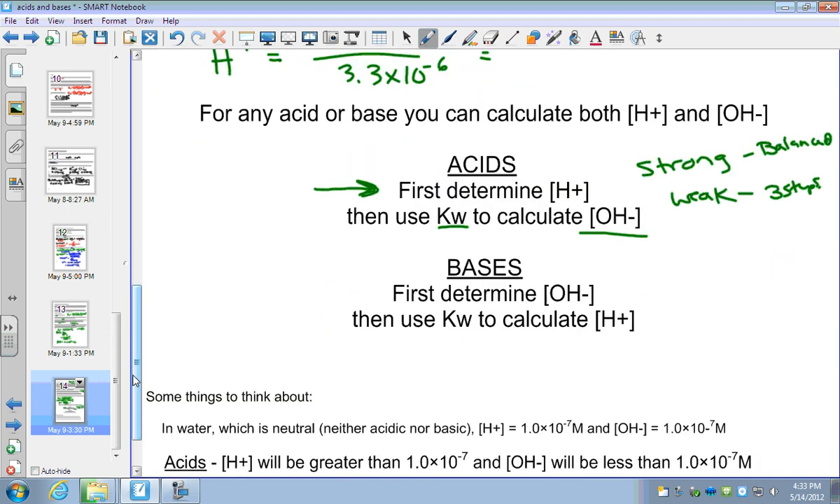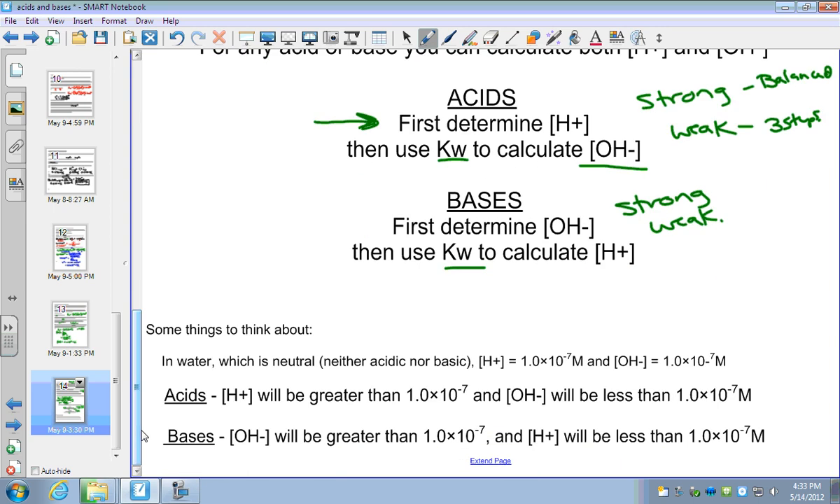Bases are the same thing. First we determine OH, and it depends if you have a strong or a weak base. There are 2 different methods, so there should be something in the wording that tells you it's strong or weak. And then you use Kw to calculate H. Some things to think about: in water, which is neutral, the concentration of H and OH is the same, 1.0 times 10 to the minus 7. In acids, the concentration of H will be greater than that, and OH will be less. In bases, OH will be greater, and H will be less.